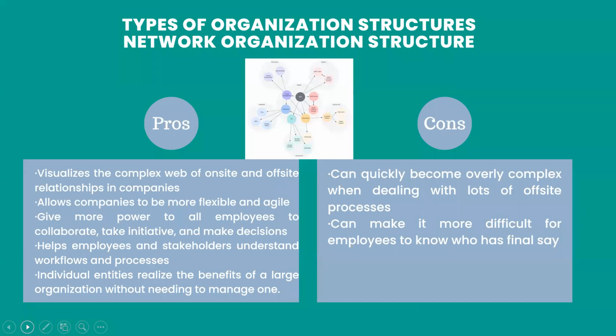And this allows companies to be flexible, agile, to be able to adapt, to learn, to move, to position. And it gives more power to all of those involved, both to collaborate, to take initiative, and to make decisions. And it helps employees and stakeholders understand the process. So the network type of organizational structure engenders a type of activity that promotes communication and understanding and a buy-in sort of situation.